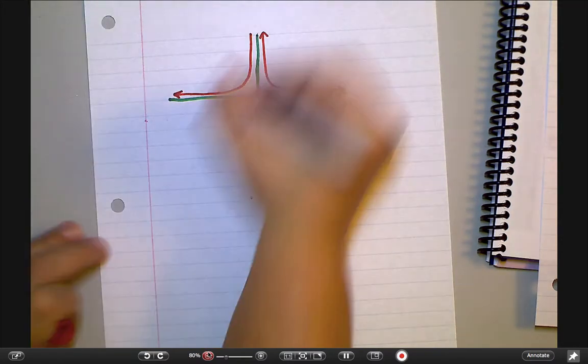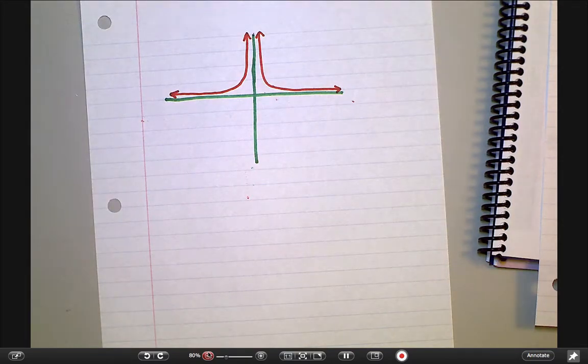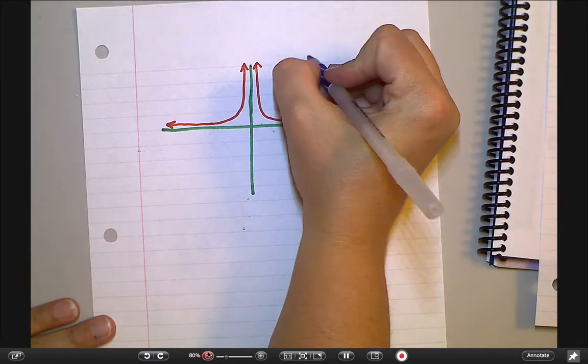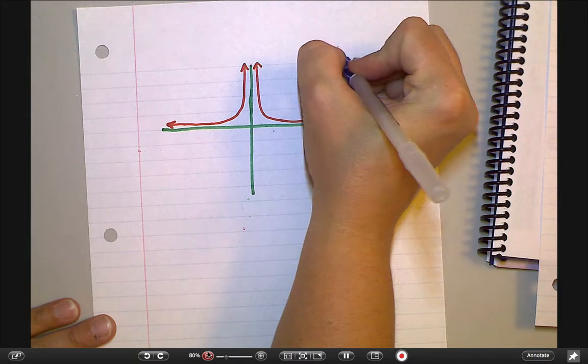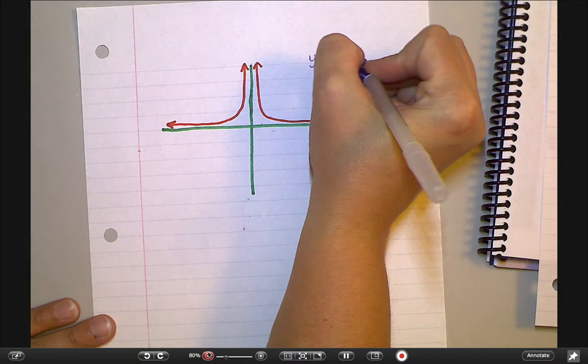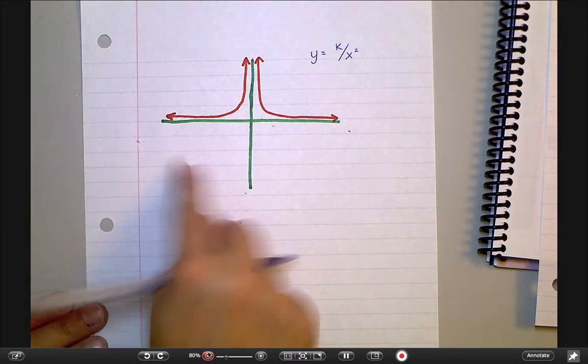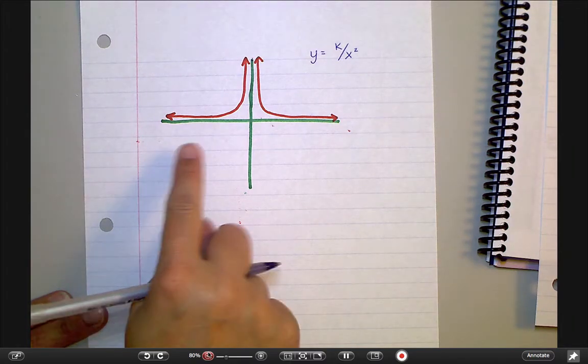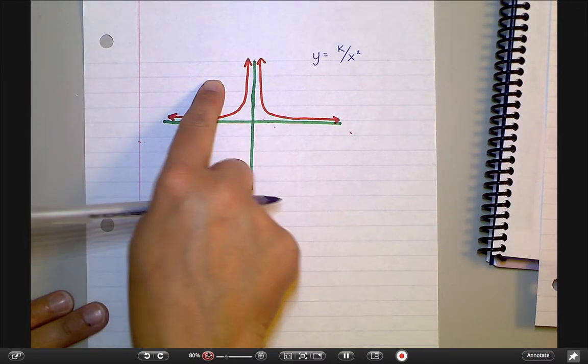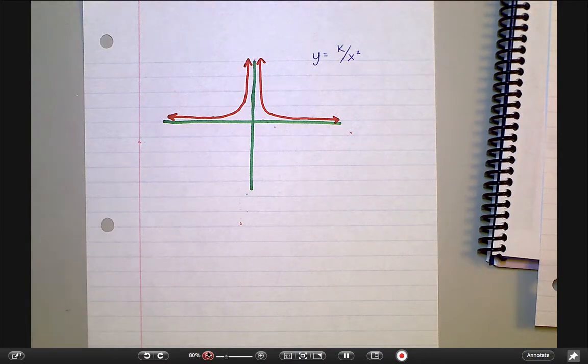This guy is the graph of y equals k over x squared. So when I square that x, all it did was take my branch of the hyperbola that was down here and flip it up top. So that would be the lower level of that table that you're filling in.